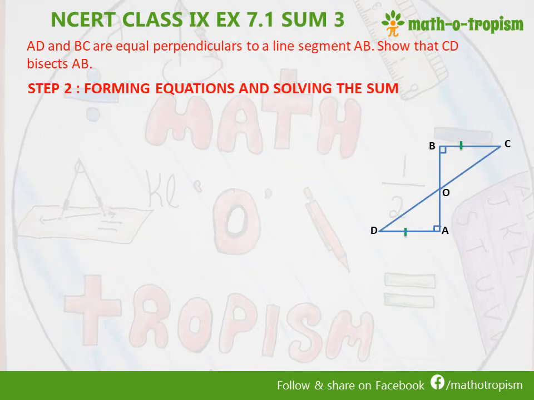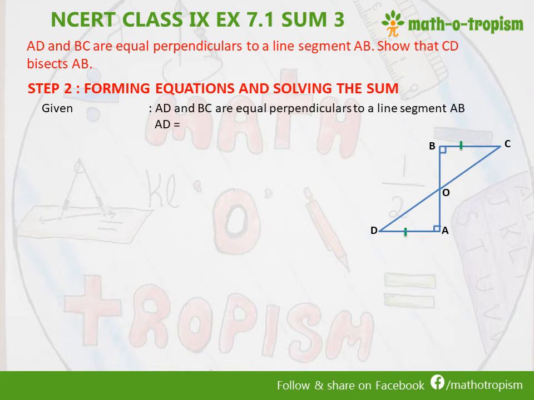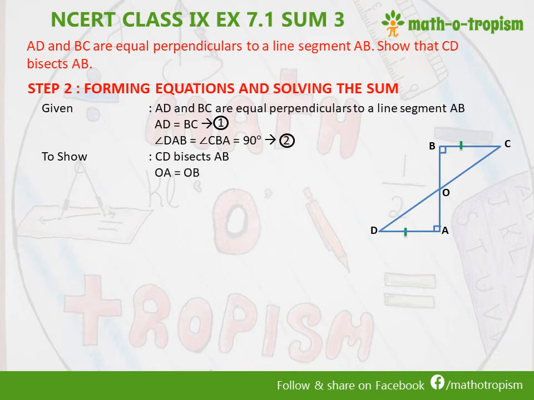Next, forming equations and solving the sum. Given is AD and BC are equal perpendiculars to a line segment AB. As a result, AD is equal to BC is the first equation. Angle DAB is equal to angle CBA, which is equal to 90 degrees. Let us keep it as the second equation. Then we need to show that CD is bisecting AB, which means that OA equal to OB. That is what we need to show.